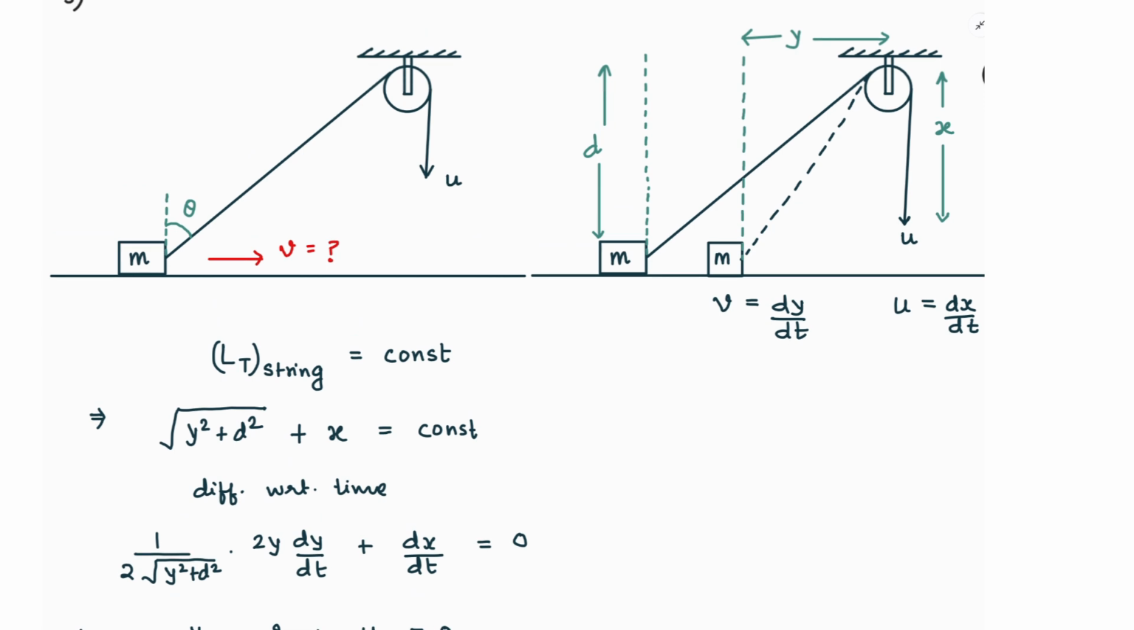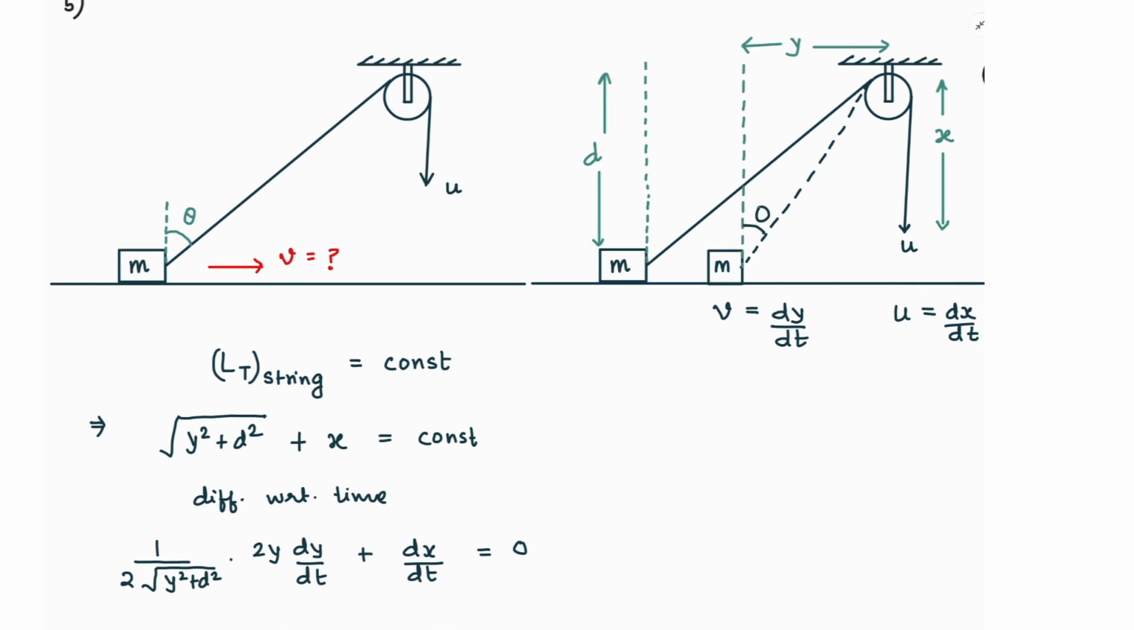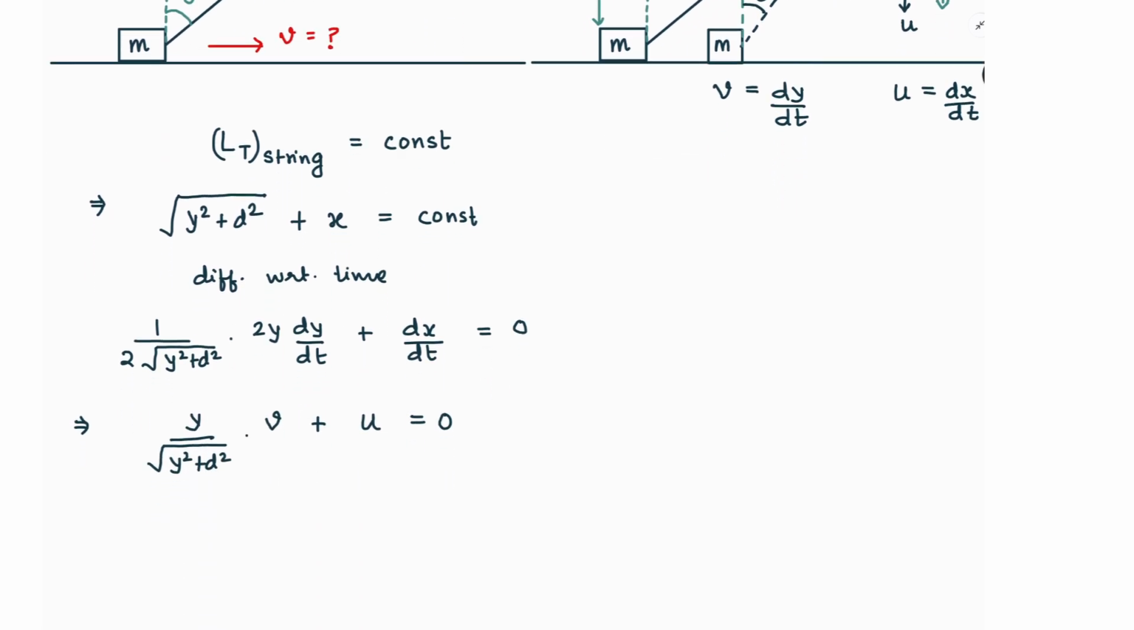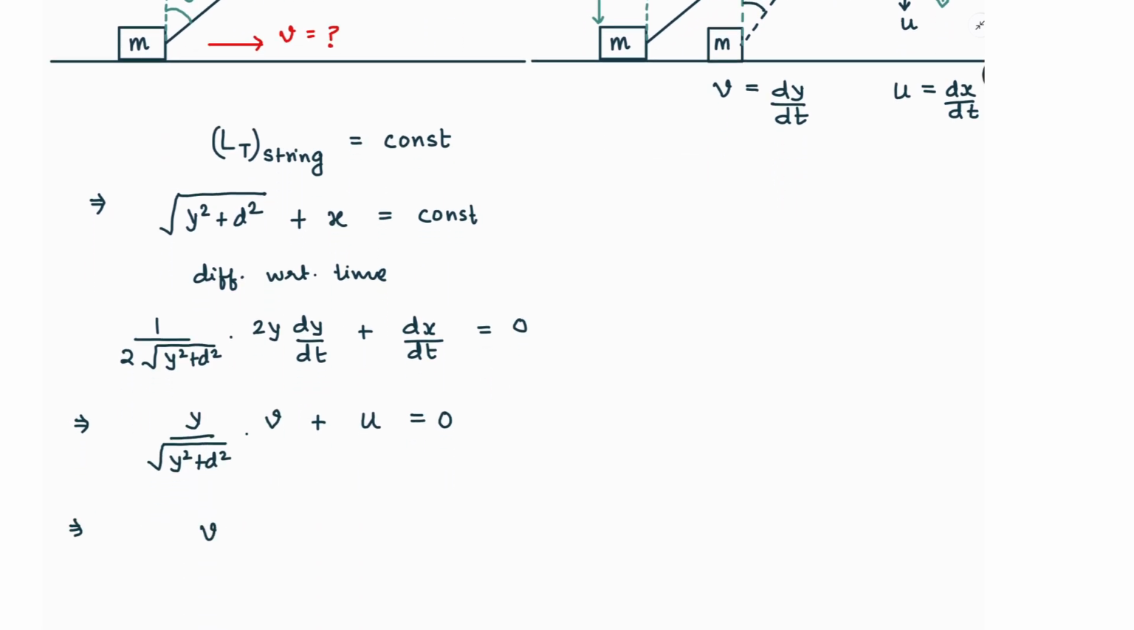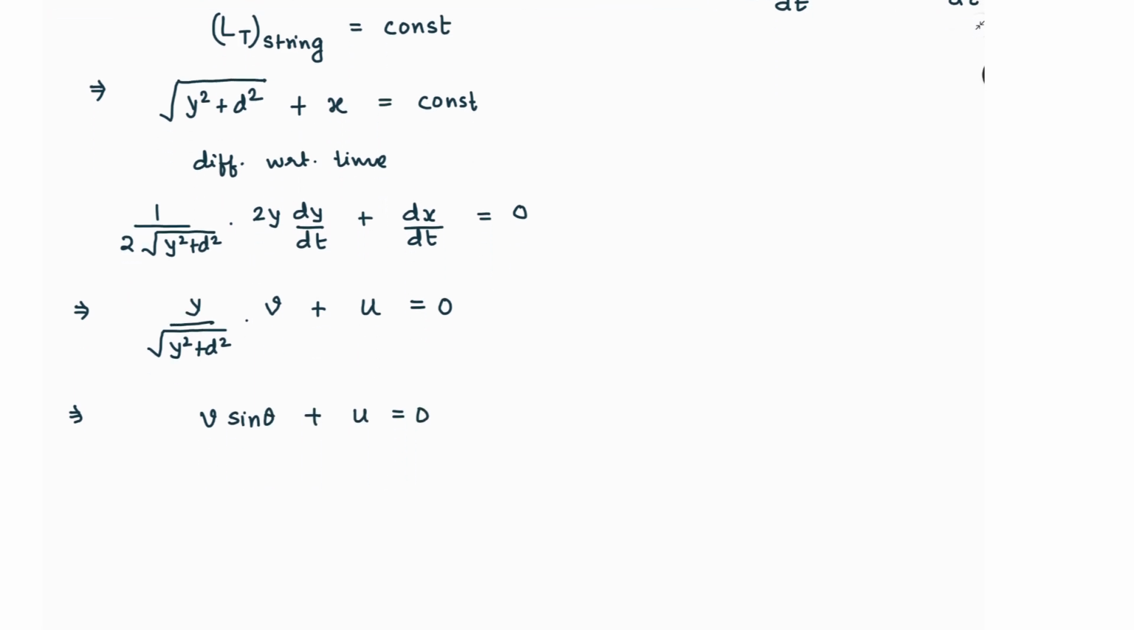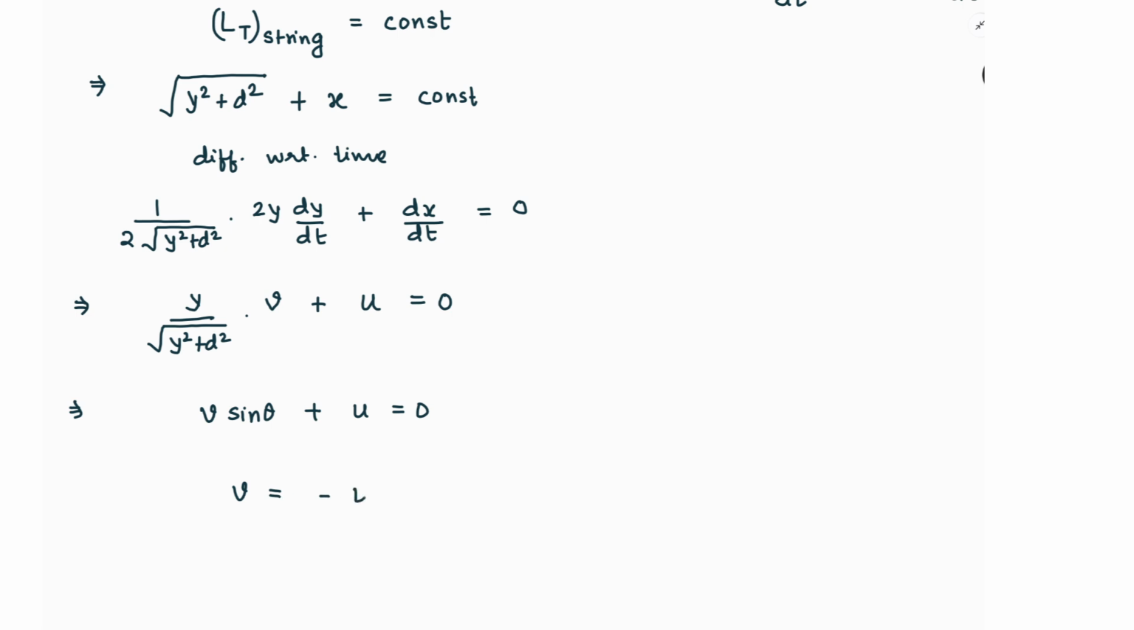Here the distance y and this distance root under y square plus d square, this expression will take the form sin theta, as sin theta is perpendicular by hypotenuse. So we can say v times sin theta plus u is equal to 0, and therefore v can be written as minus u by sin theta, and in terms of magnitude we can simply write v is equal to magnitude of u cosec theta. So this is the answer to the problem which we have solved.